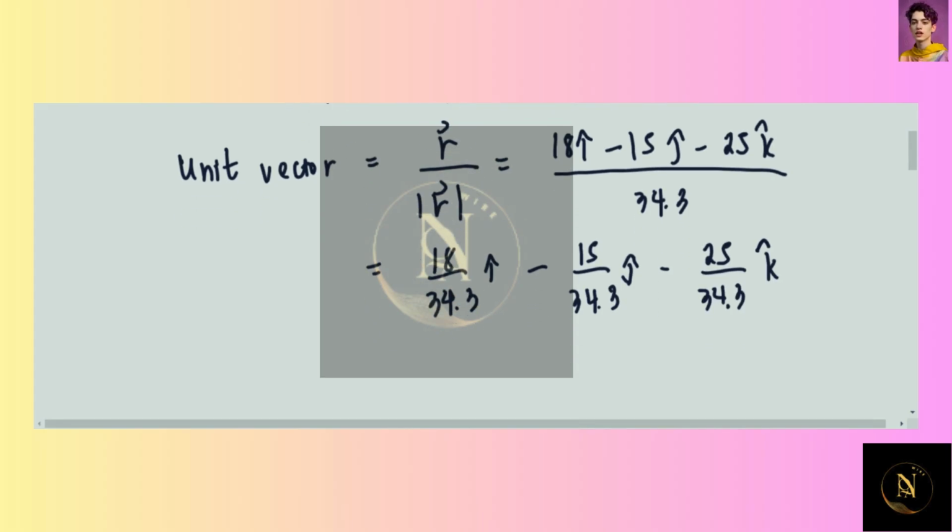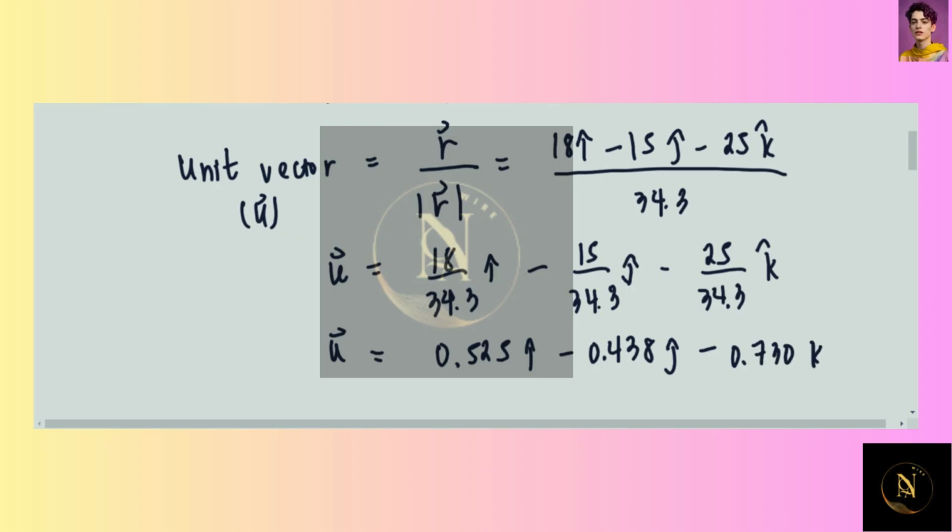Solving this gives us the unit vector as follows: 0.525 i hat, minus 0.438 j hat, and minus 0.730 k hat.